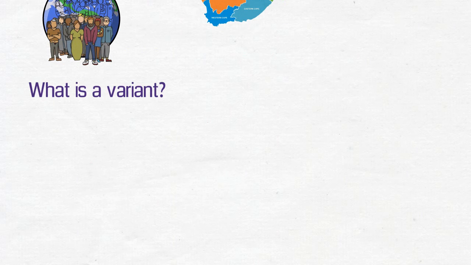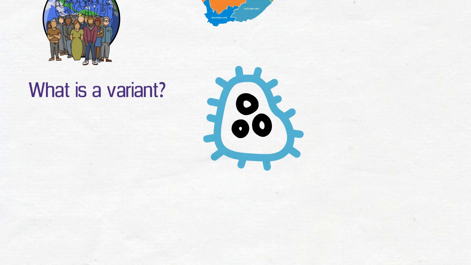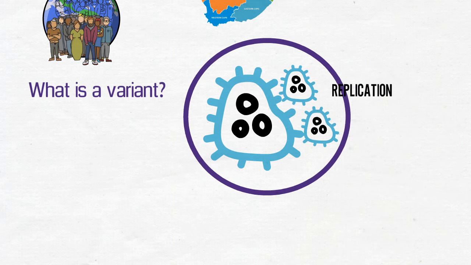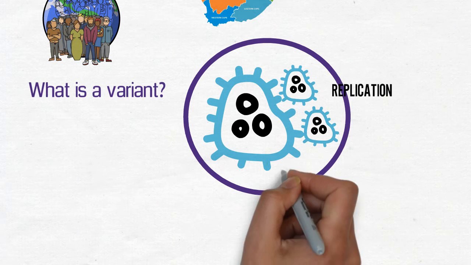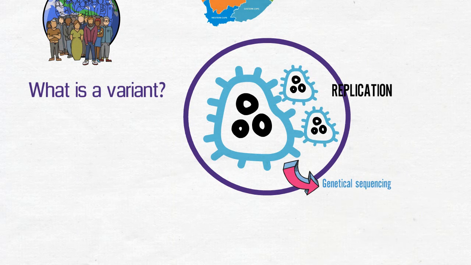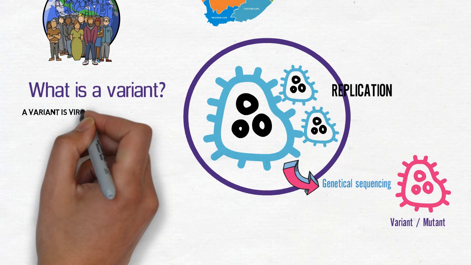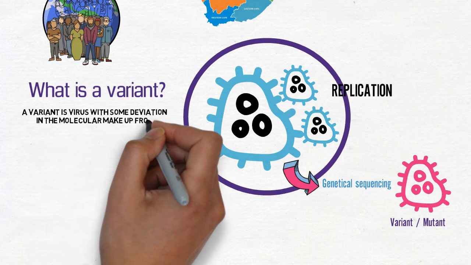What is a variant? A quick sidebar here: once a virus has entered the host cell, the only goal is to make as many copies of itself as possible in a process called replication. During this process, a series of events may lead to mistakes in the genetic sequencing. The newly formed copy is slightly different in form and in appearance. This is known as a mutant or a variant. So a variant, in essence, is a virus with some deviation in the molecular makeup from the original copy.